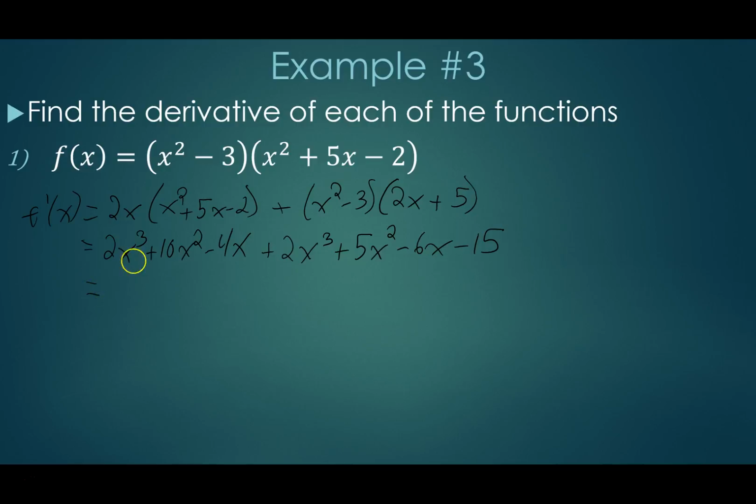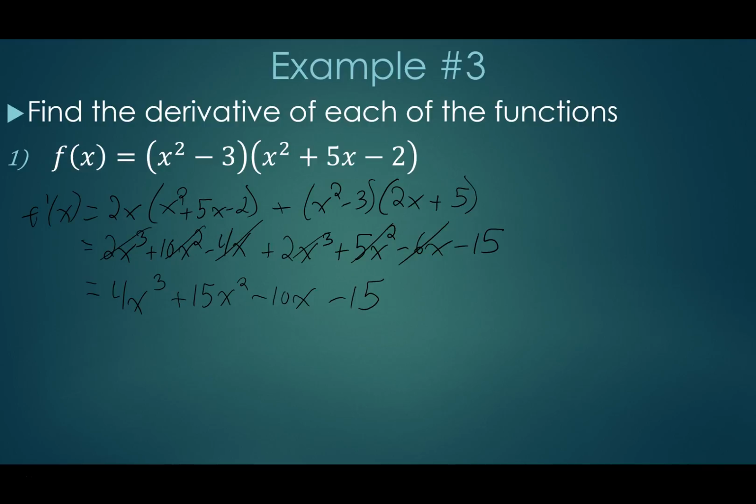So I can combine my like terms and get 4x cubed. So x cubed and 2x cubed combine. A positive 15x squared, a negative 10x, and then a negative 15, which would be the final answer.